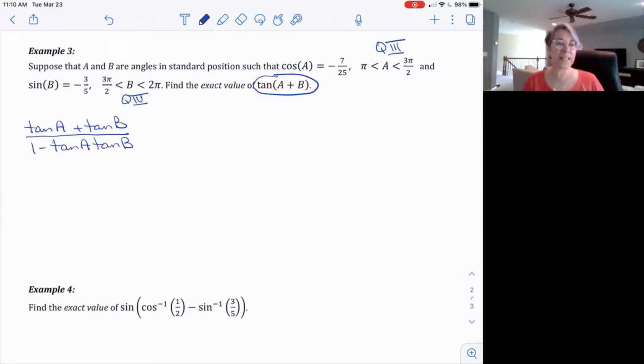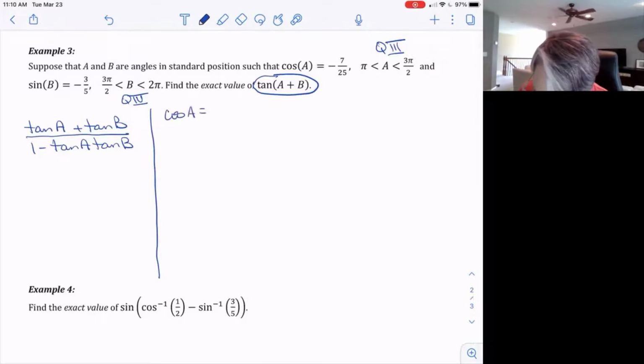Well, in order to find the tangent of angle A and the tangent of angle B, we need to know either the opposite and adjacent side of both of those angles, or we need to find the sine and cosine and divide. So let's first focus on the fact that cosine of angle A equals negative 7/25.